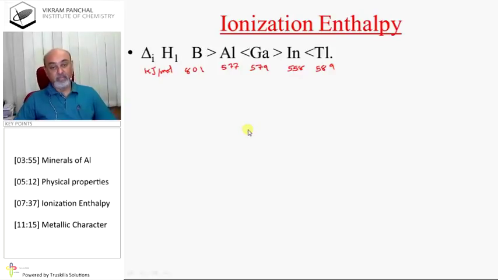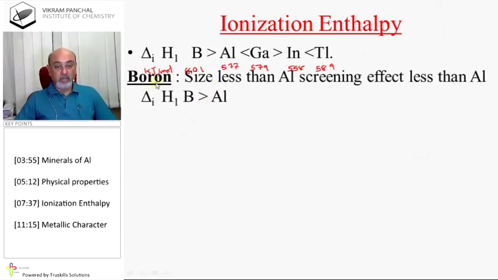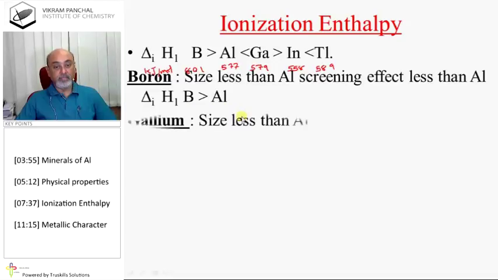Now why? If we compare boron and aluminium, then the size of boron is less than aluminium, and the screening effect is less than aluminium. Therefore, boron has more attraction of the nucleus, and so it is very difficult to remove one electron from 2p1, and therefore the ionization enthalpy of boron is greater than that of aluminium.